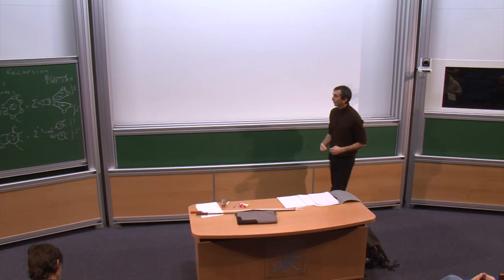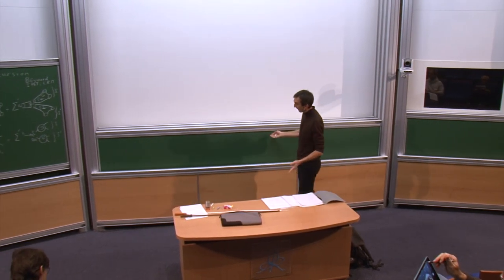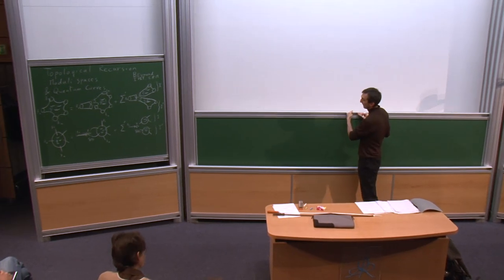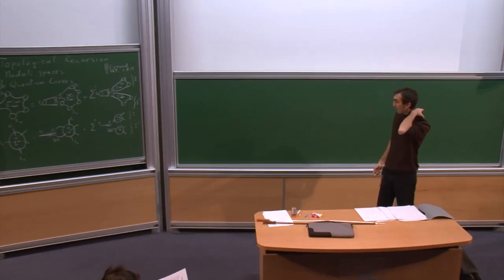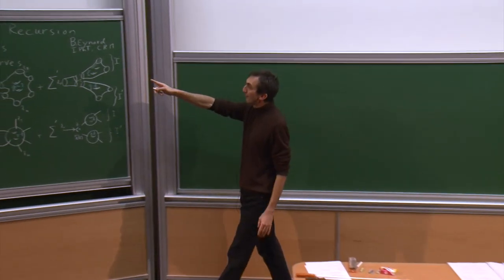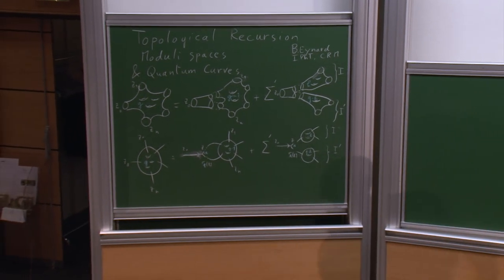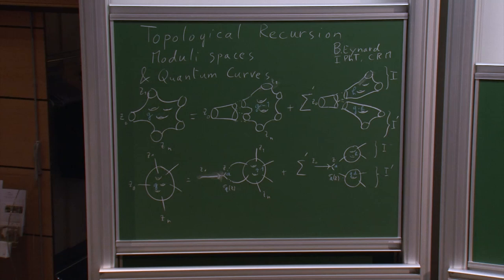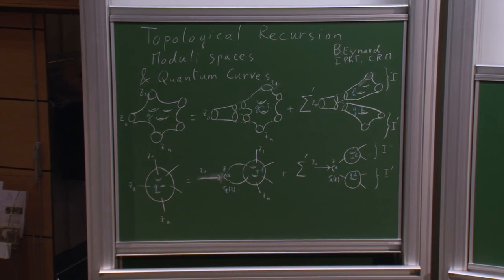So I will talk about the topological recursion. I will give a blackboard talk. I have also slides, but I think it's probably easier to understand on the blackboard. The topic contains three keywords: topological recursion, moduli spaces, quantum curves. I will explain the three of them. The topological recursion is depicted by those pictures, and the purpose is to see what they mean.